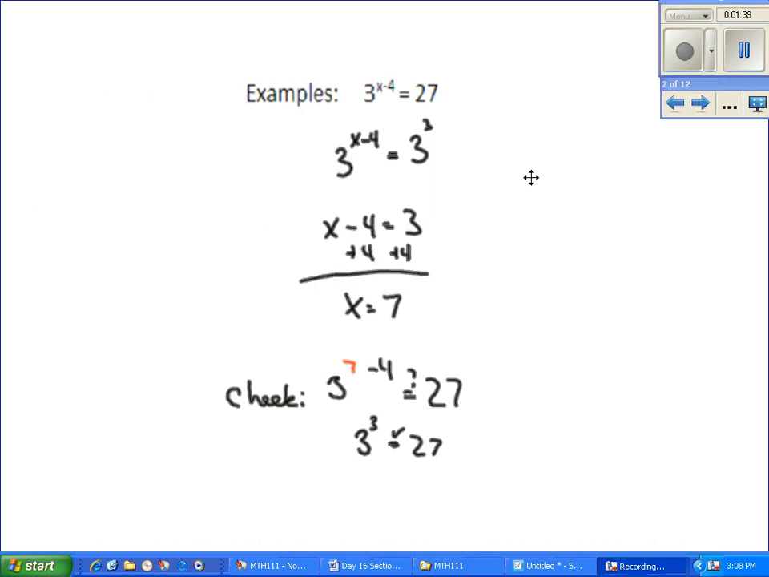Okay, our first example is a pretty easy one. We've got 3^(x-4) = 27, and 27 can easily be written as a power of 3, 3 cubed. So since the bases of the exponents are the same, we can simply set the exponents equal to each other and solve for x. And then this is a very easy one to check in the original problem.